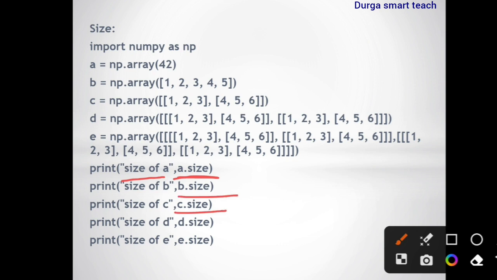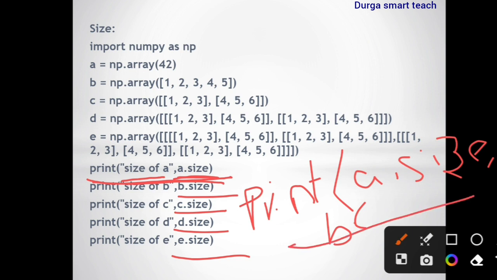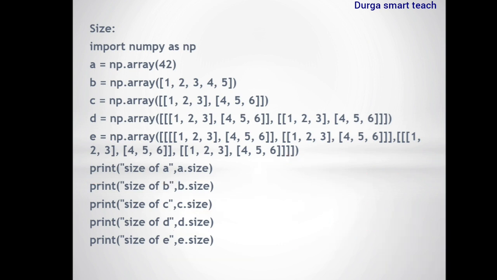The size of C is C dot size, D dot size, E dot size. So here you can put like this. Or you can specify all the attributes in only one print. So print A dot size, comma, B dot size, comma, C dot size, comma, D dot size, comma, E dot size. You can specify all the attributes in only one printf, one print. Okay, so that is also fine.